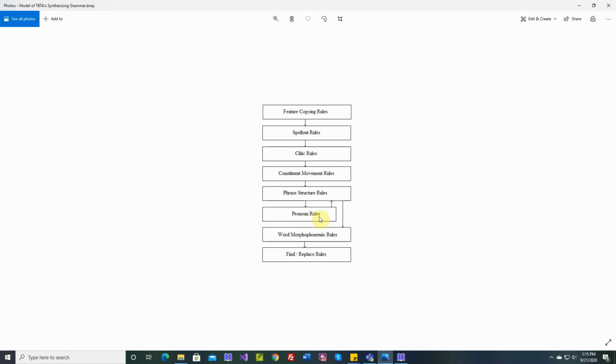Then after the pronoun rules have been executed, we go back and execute the phrase structure rules again, because sometimes pronouns need to be positioned differently than their corresponding nouns. So the phrase structure rules get executed twice. And then after the second time, we go to the word morphophonemic rules and find replace rules.